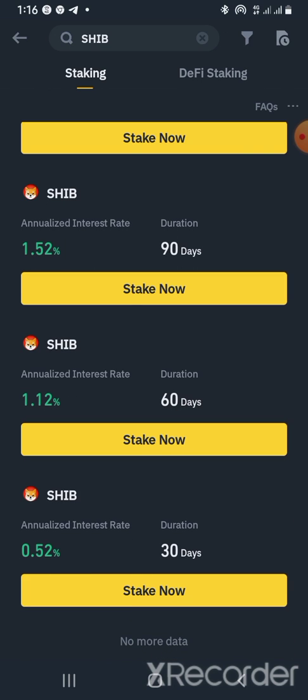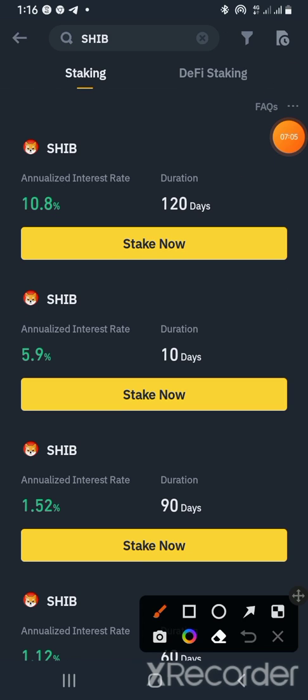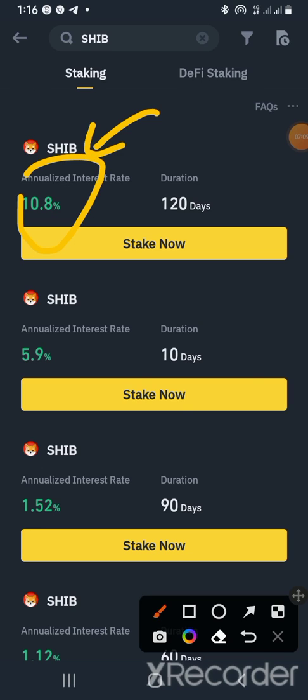for you. So imagine somebody that has about 100 million of this particular Shiba Inu, and is staking it for 120 days, and it's getting about 10% of it for this.